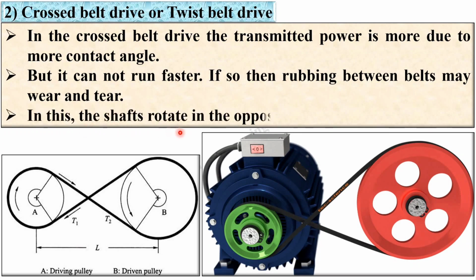In this, the shaft rotates in the opposite direction. Here you can see this is the driving shaft. It is rotated in the clockwise direction, whereas the driven shaft is rotating in the anti-clockwise direction. So this is the main difference between open belt drive and cross belt drive. For the open belt drive, both are rotating in the same direction, whereas in the cross belt drive, both are rotating in opposite directions.